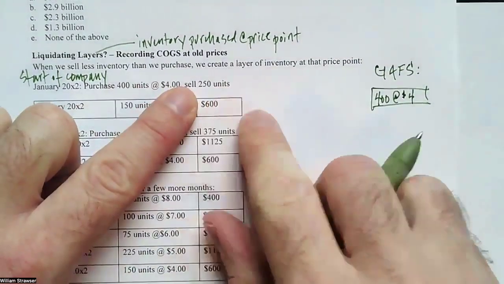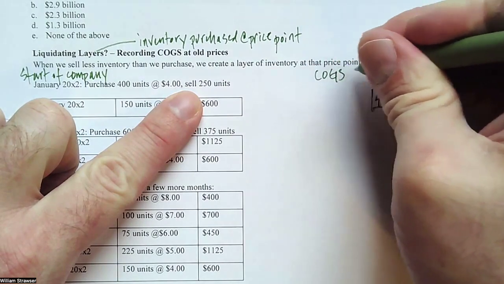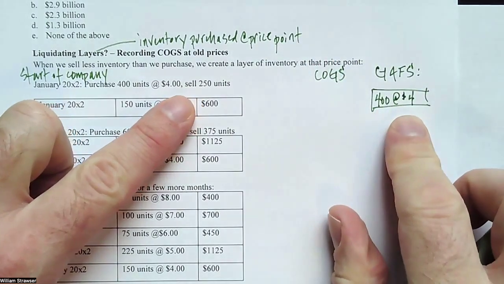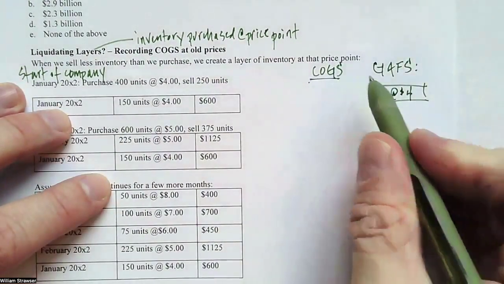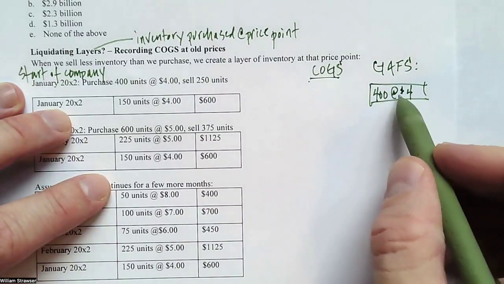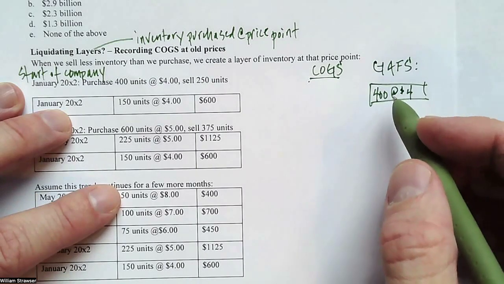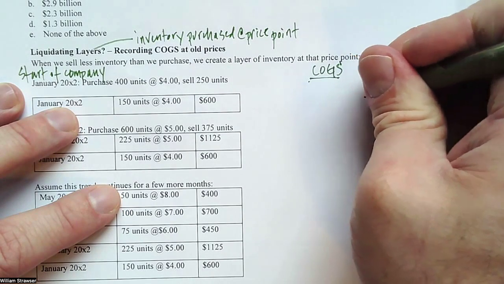They sell 250 units, and so I'll put our cost of goods sold here. Now, because we only have one layer of units, the cost of goods sold method that we apply does not matter. They're all last in, first out. They're all first in, first out because they're all at the same layer. They're all at the same price point. So we're just going to have 250 of these sold.